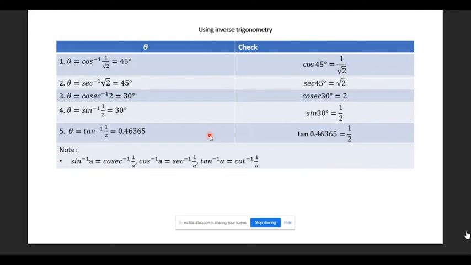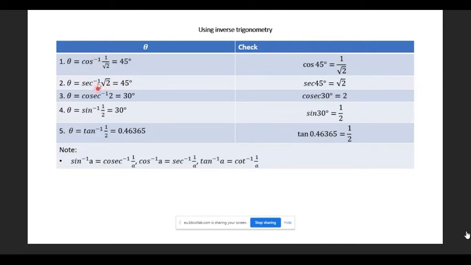The second thing that you must observe again is that when you talk about arc cos of 1 over root 2, the answer that you get is exactly the same as what you get when you look for arc secant of root 2.